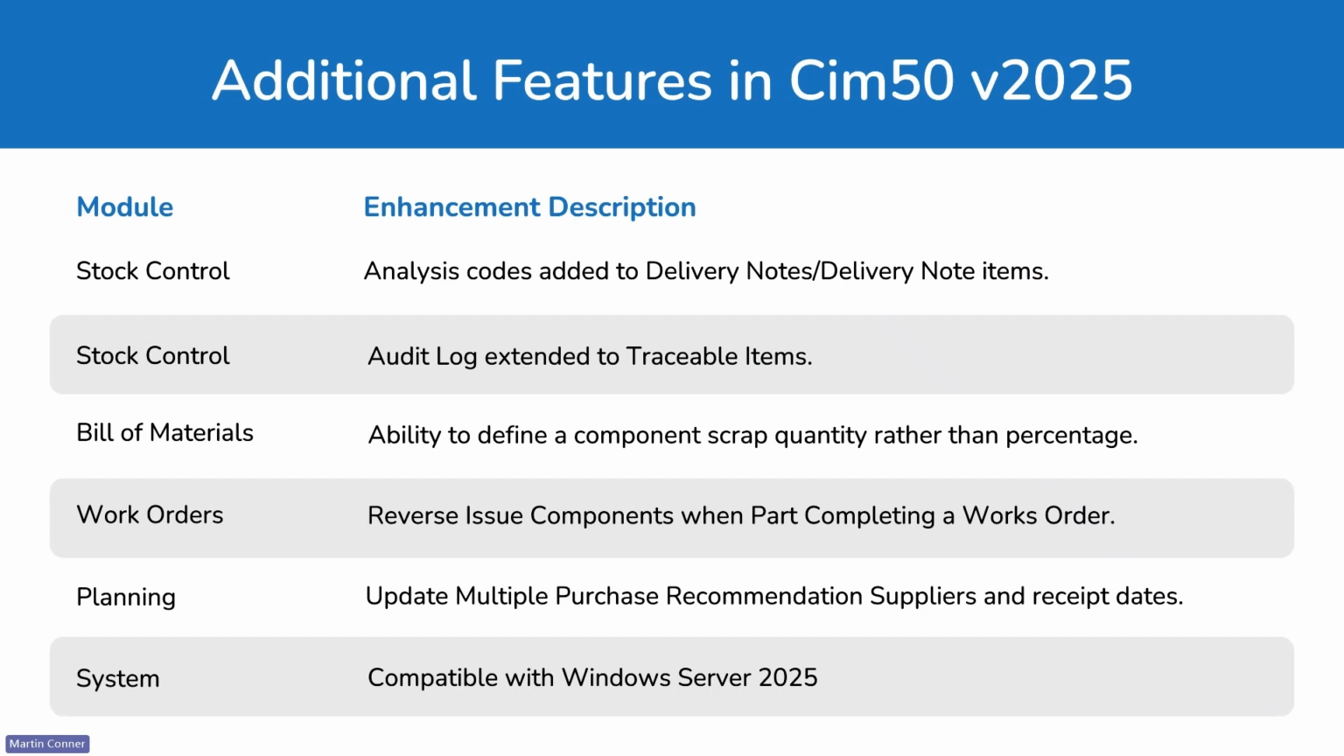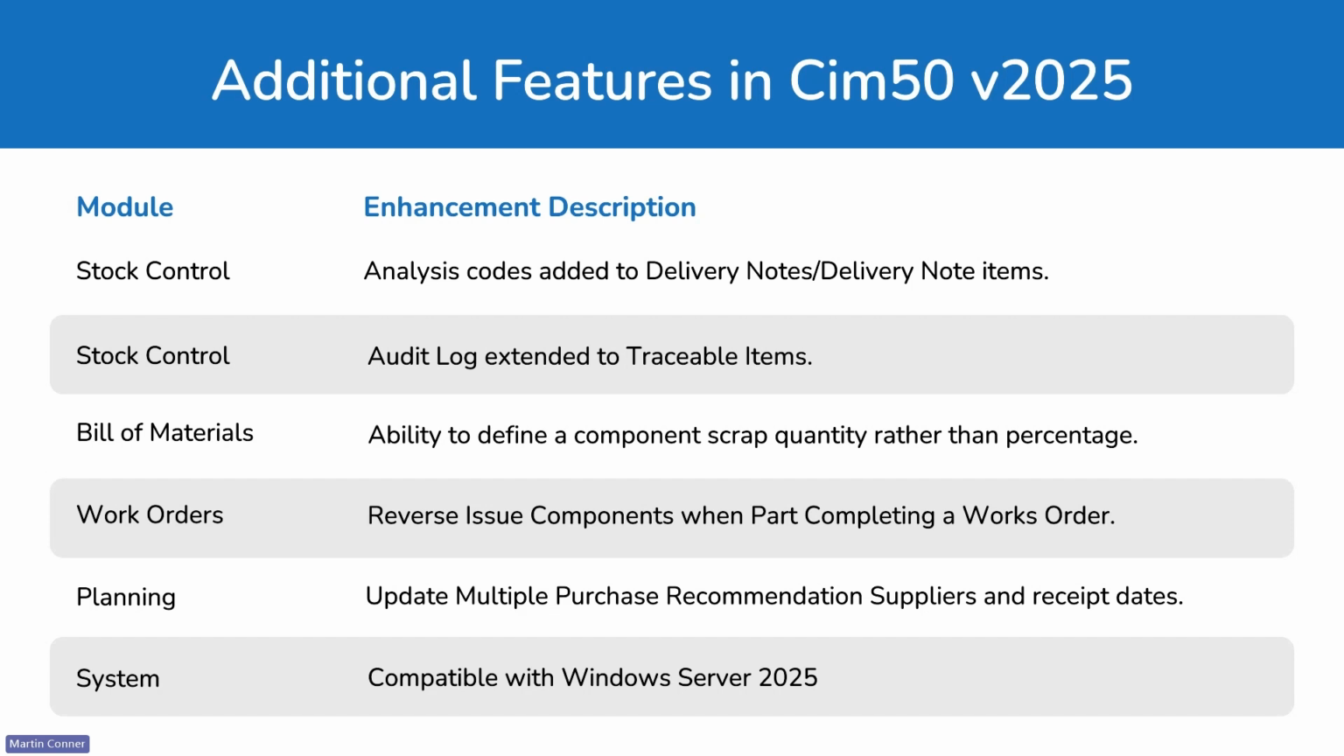So additional features, we've added in the stock control, we've added analysis codes to delivery notes and delivery note items. So you may want to add your own custom fields to delivery notes. They can appear on paperwork if required. Obviously, your delivery notes would need to be amended to pick those out, but they will be available, as with all of the analysis codes across Cim50. We added to reports and layouts.